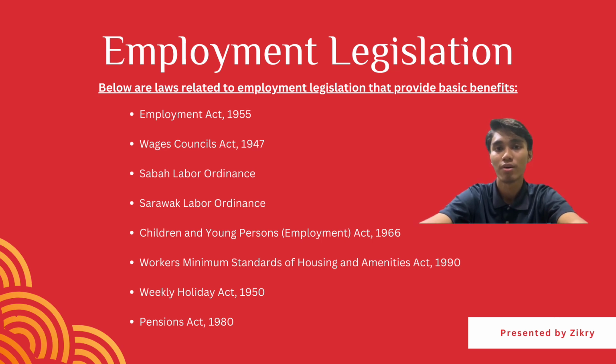Okay, so this is the law related to employment legislation that provides basic benefits. Firstly is the Employment Act 1955. Secondly, we have the Wages Council Act 1947. Thirdly, we have the Sabah Labour Ordinance. Other than that, we have the Sarawak Labour Ordinance. Furthermore, we have the Children and Young Persons Employment Act 1966. Moreover, we have the Workers' Minimum Standards of Housing and Amenities Act 1990. Besides that, we have the Weekly Holiday Act 1950, and lastly, we have the Pension Act 1980.